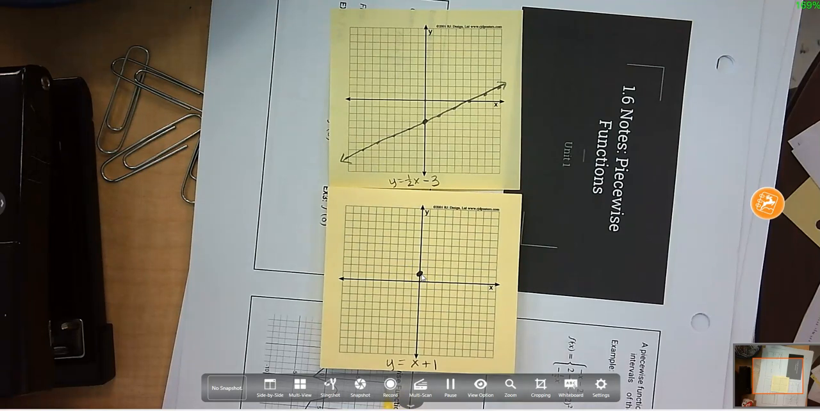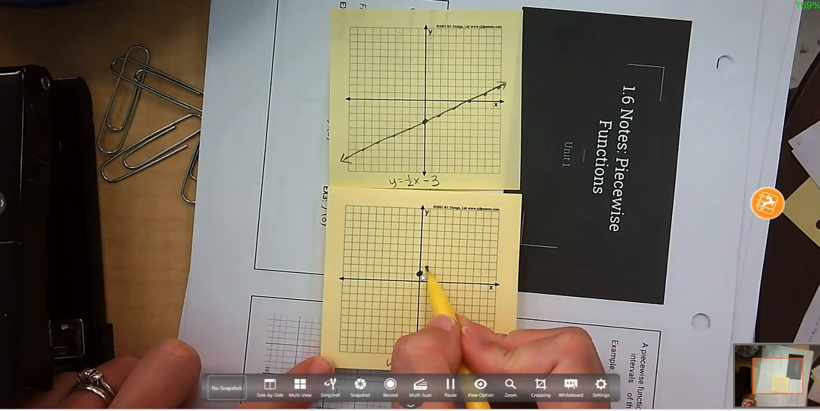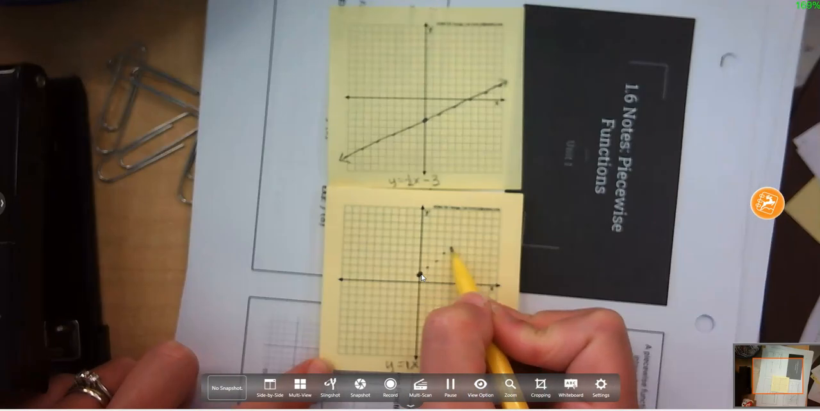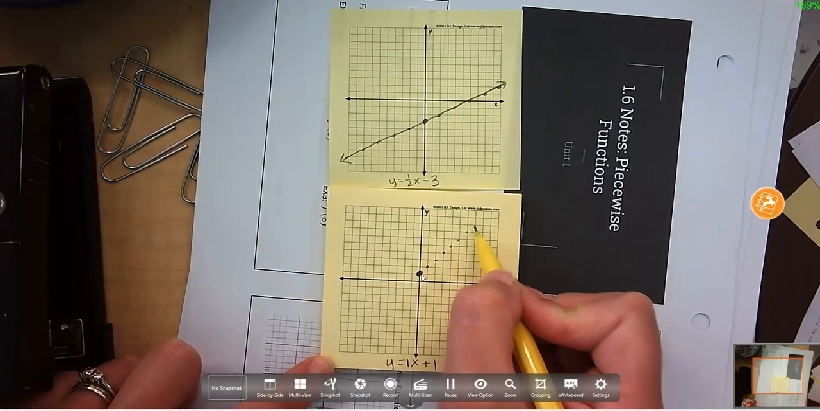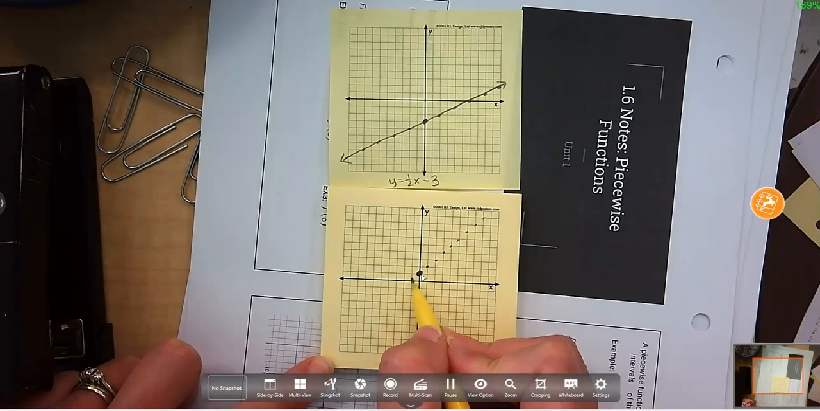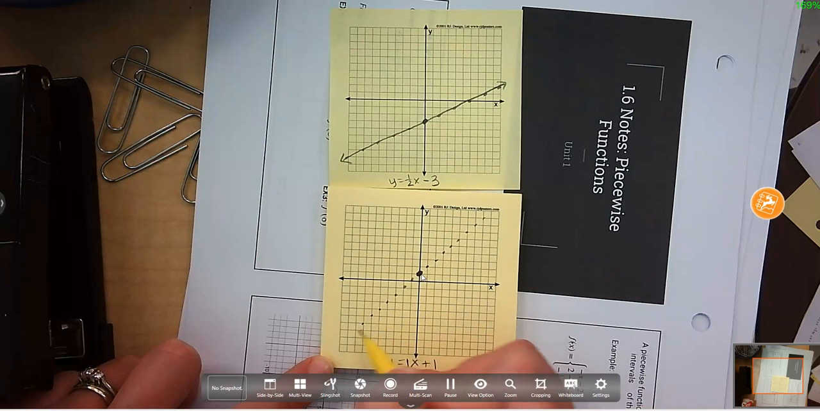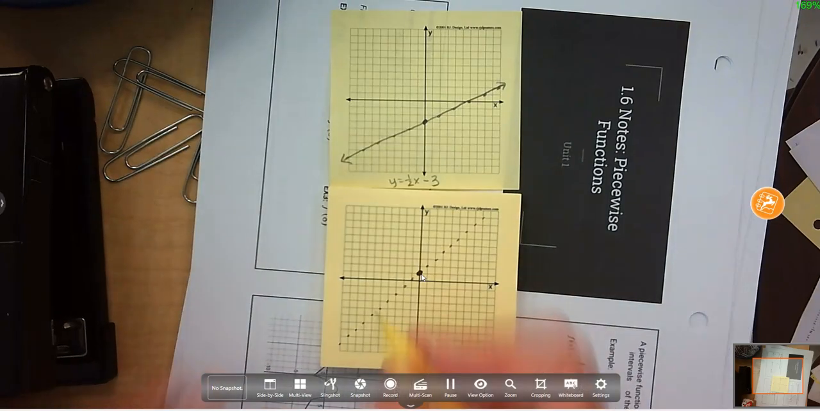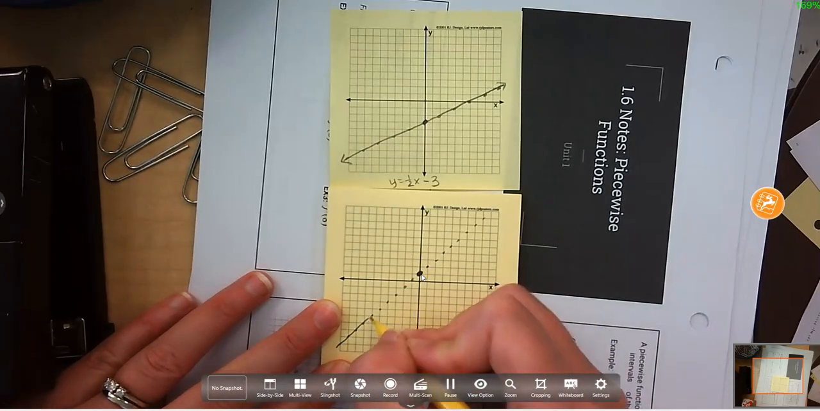Now, there's no number in front of this x, but there is an invisible 1 there. 1's not a fraction, though. How do I make it a fraction? Up 1 over 1. Any number, you can make it a fraction by putting it over 1, right? So I'm going to go up 1, right 1, up 1, right 1, all the way out this way. And then go the other direction, and you're going to draw that out.